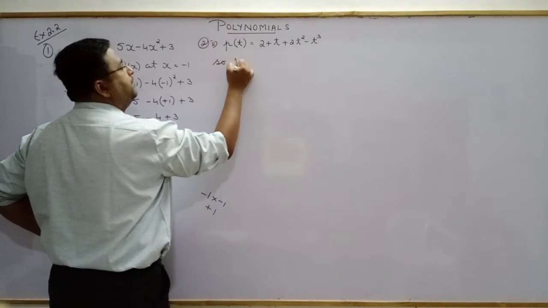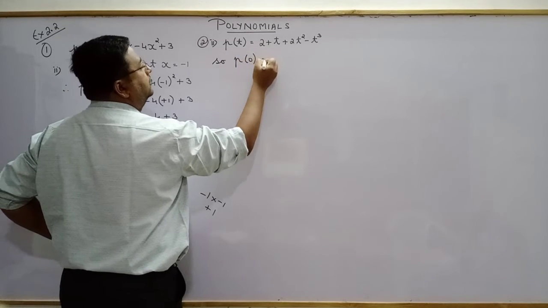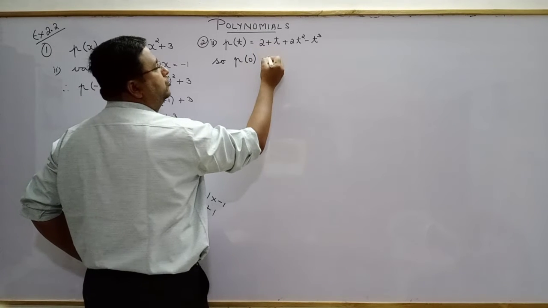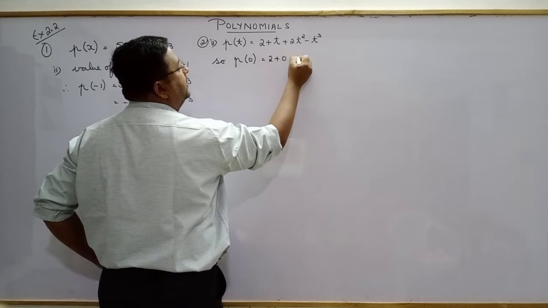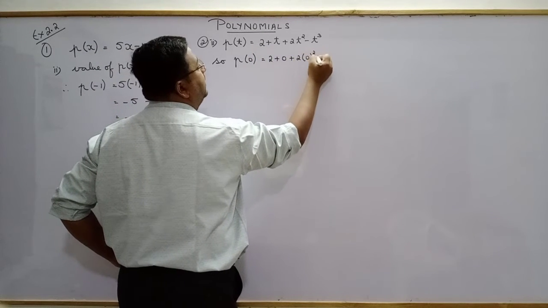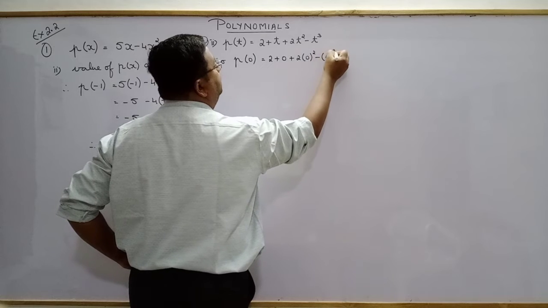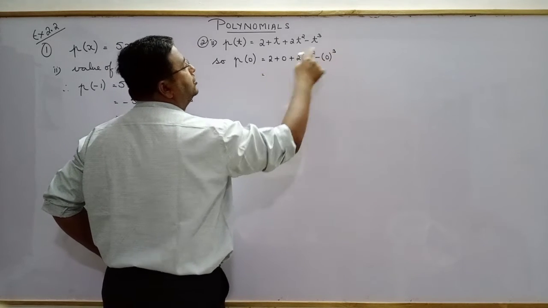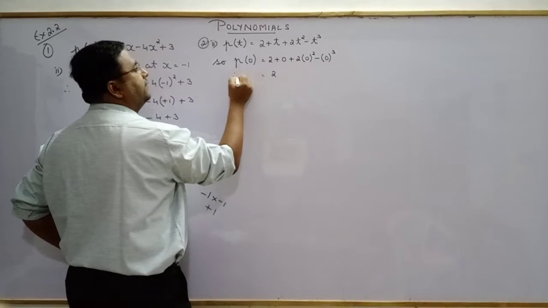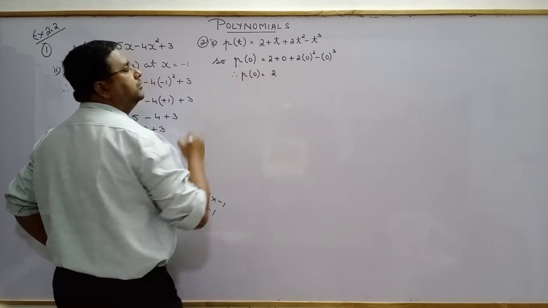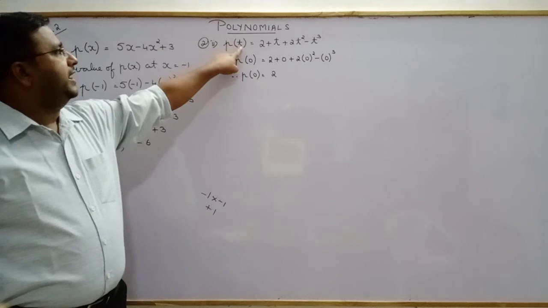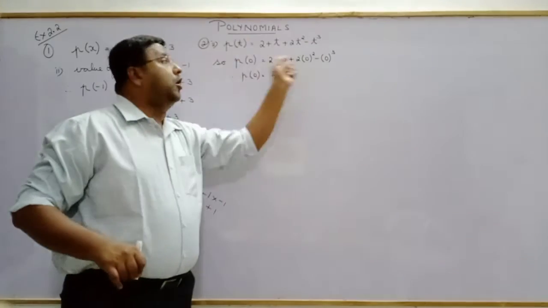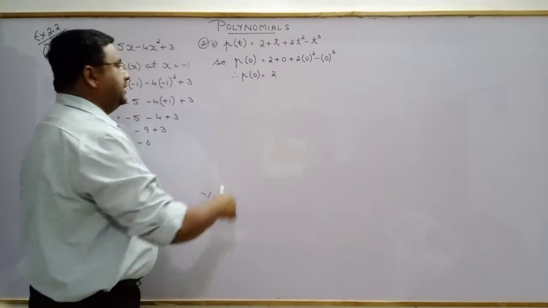So p of 0 first of all. In place of t, what are we going to substitute? 0. So 2 plus 0 plus 2 into 0 square minus 0 cube. 0 square is 0, 0 cube is 0, what is left? 2. So therefore p of 0 is 2. When we substituted the value of t as 0, the value of this polynomial was 2.